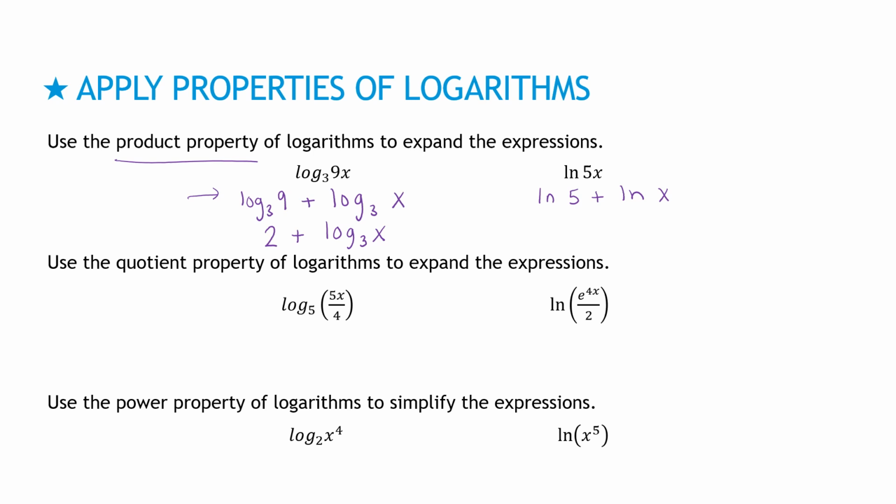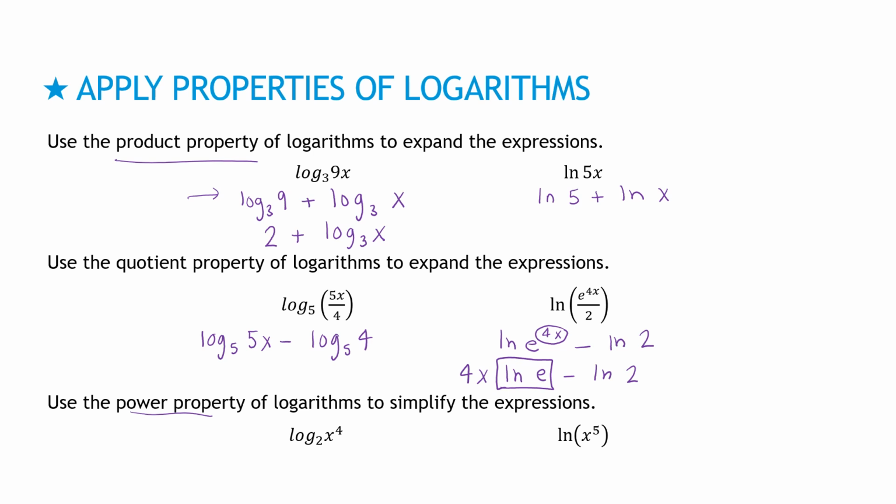Quotient property means use subtraction instead. Log base 5 of 5x minus log base 5 of 4 and natural log of e to the 4x minus natural log of 2. Keep in mind that this one I could continue further because of the power property, and I would say this is 4x times the natural log of e minus the natural log of 2, and then hopefully we can all see that the next step would be to turn that into a 1, and so you can see where we're headed with this.